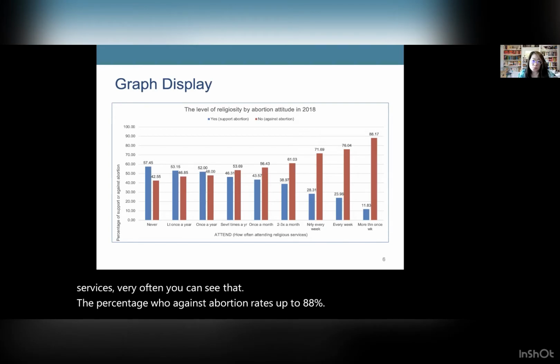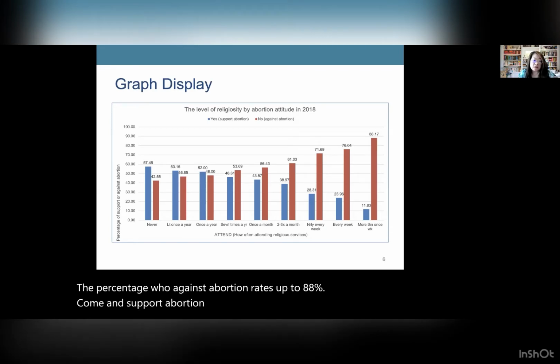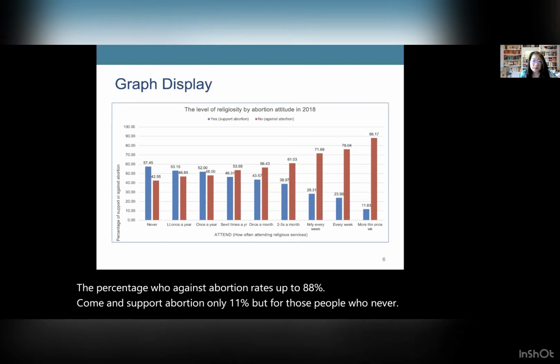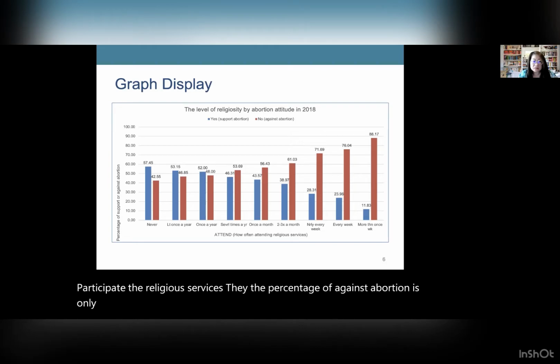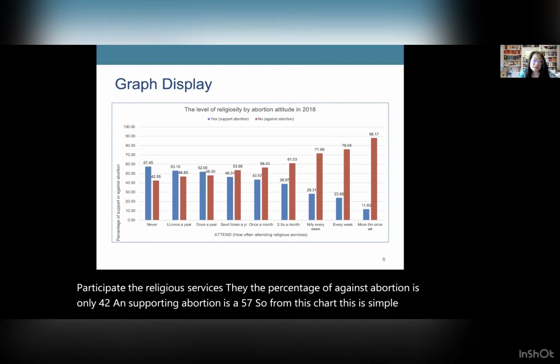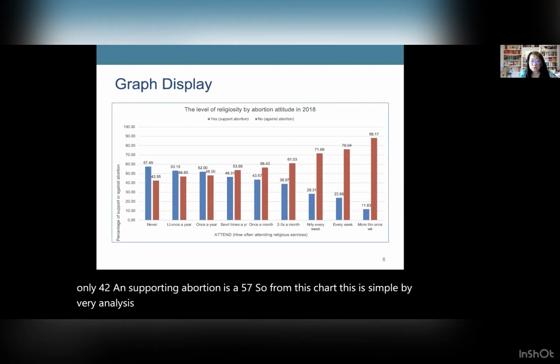And then support abortion only 11%. But for those people who never participate in religious services, the percentage against abortion is only 42%, and supporting abortion is 57%. So from this chart, this simple bivariate analysis can pretty much support the hypothesis that I raised earlier.